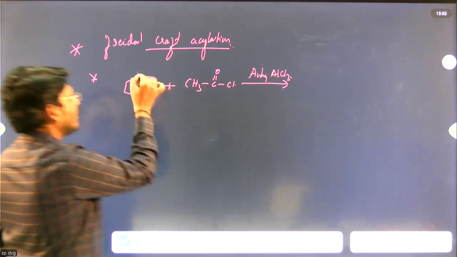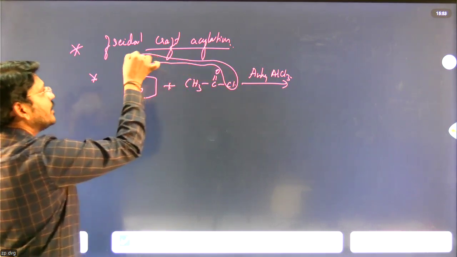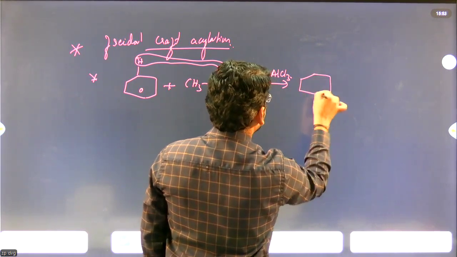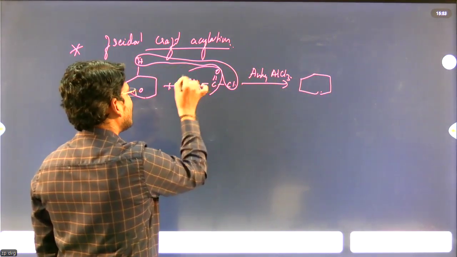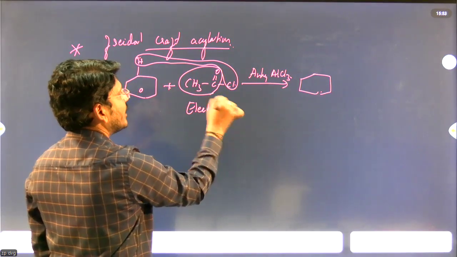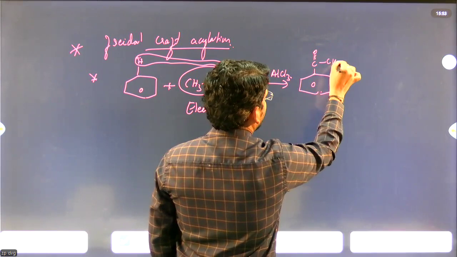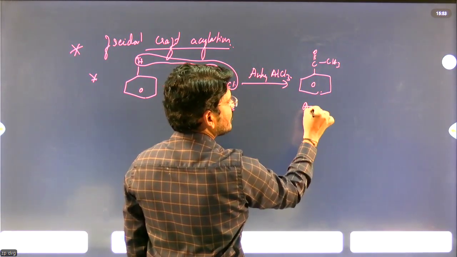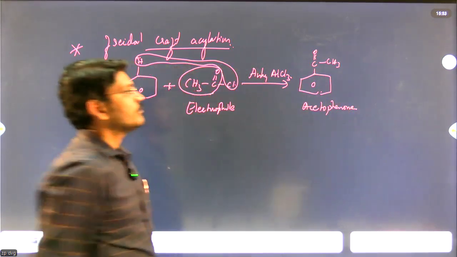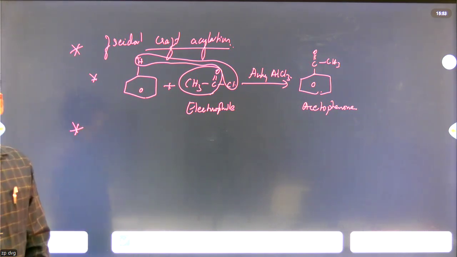So observe here, one hydrogen and Cl, both are completely removed. Then the component we are observing, we already know this particular group is called an electrophile. This is an electrophilic substitution reaction. This electrophile is directly attached to the benzene, and finally the obtained compound is called acetophenone. This is another way we can prepare aldehydes as well as ketones.